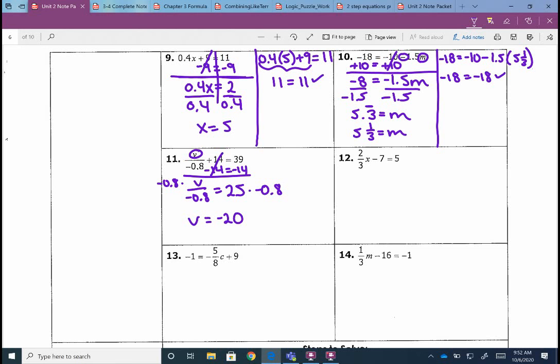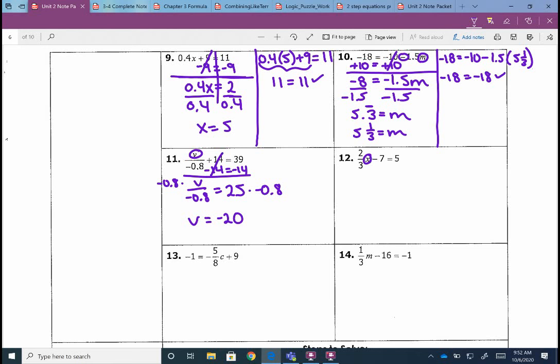Now with 12 through 14, it's something that we did work on yesterday quite a bit. It was our main focus, trying to figure out what we do when we have a fraction as our coefficient, or in other words, the number in front of the variable. So let's start the same as we always would. There's my variable. My goal is to get that variable by itself. I need to do any adding or subtracting first.